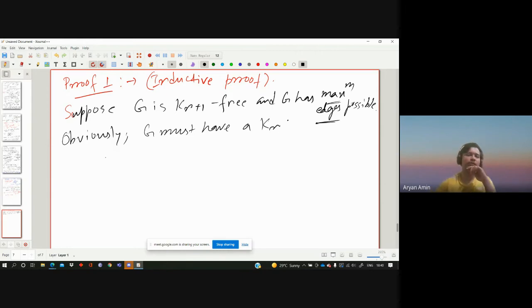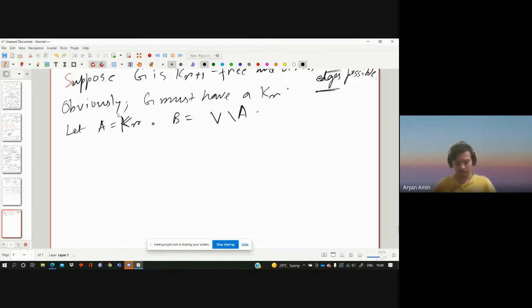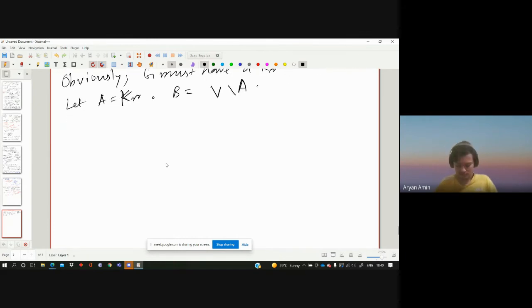So let A denote the K_r in the graph which exists, and let B denote the rest of the vertices. Right? Okay, so now think about this. Yeah, one second. Yeah. So suppose this was A.